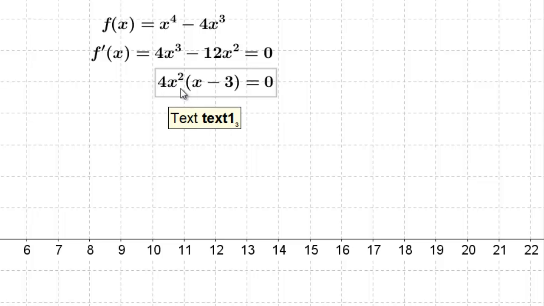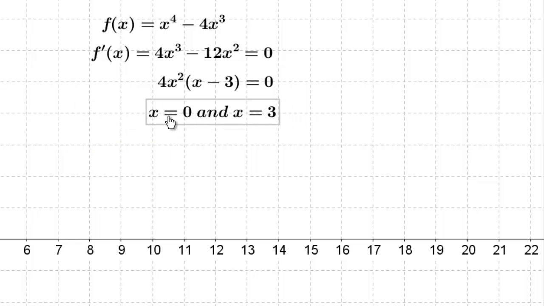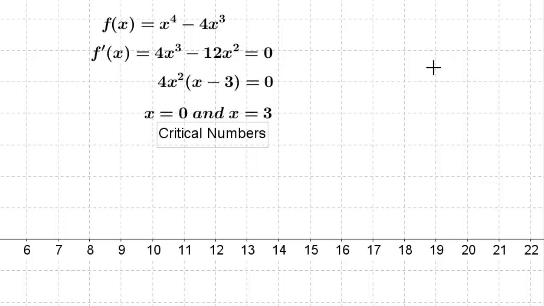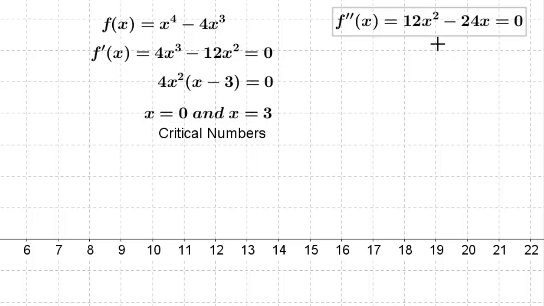We can take a 4x squared out of both terms, and it becomes 4x squared times the quantity x minus 3. Because of the zero product property, either this first part is 0 or the second part is 0, and if that's the case, both x equals 0 and x equals 3 will make this statement true, meaning that they are both critical numbers. Now let's look at the second derivative.